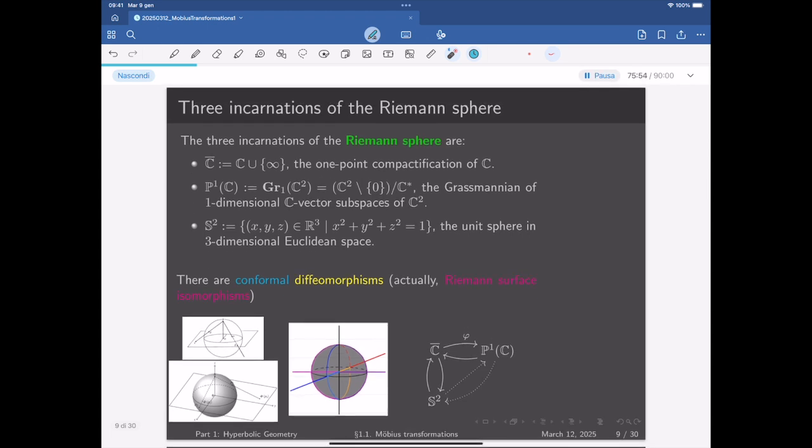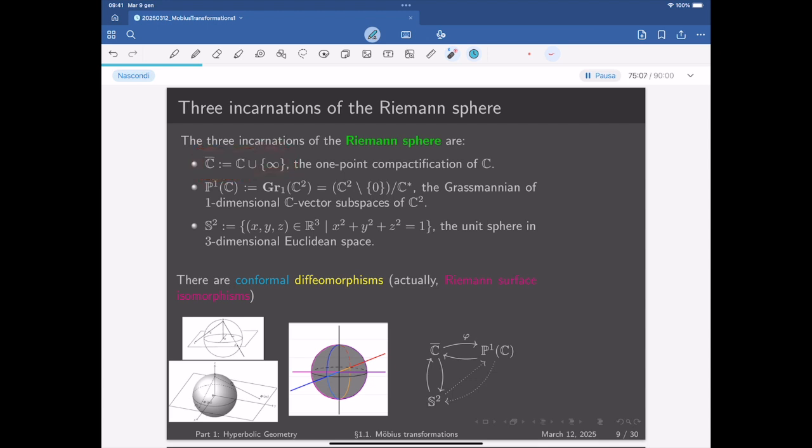So very briefly, the three incarnations of the Riemann sphere that I know are, first, the one-point compactification of C by just adding a point at infinity, where C I take with the analytic topology, the topology coming from the norm, and then this one with the one-point compactification topology, whose open sets are either the open sets of C or the complements of compact subsets of C. Okay, so that's the topology.